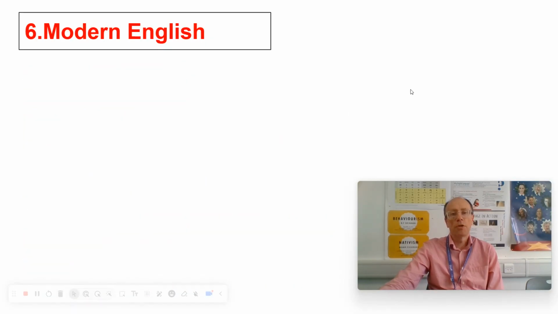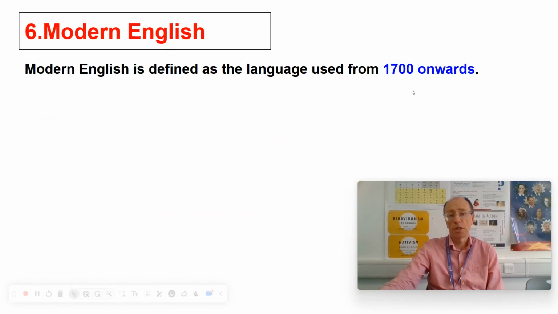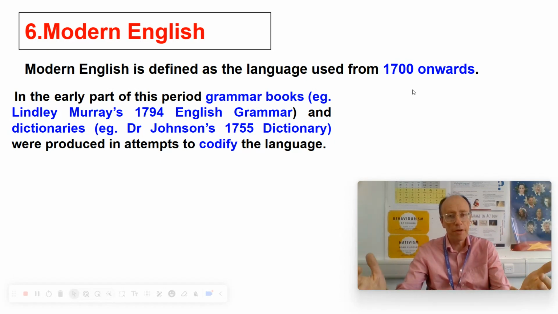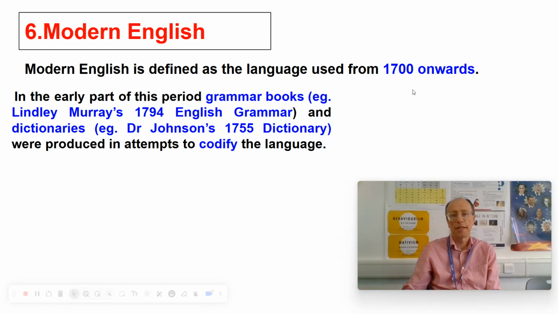Okay, so now we're going to move into modern English. So modern English is defined as the language that's used from 1700 onwards. So in this early period of modern English, the grammarians and lexicographers get their dirty hands on the language. And so you've got people like Lindley Murray, who is producing his grammar book in 1794 called English Grammar. And you've got the good doctor, Dr. Johnson, who is producing his dictionary in 1755.